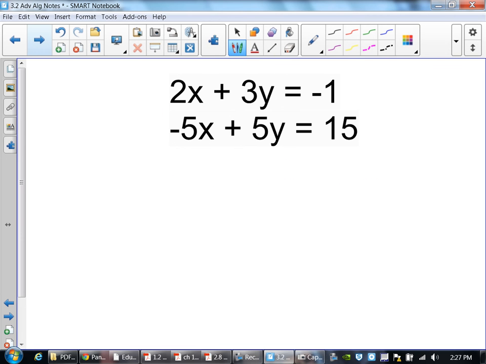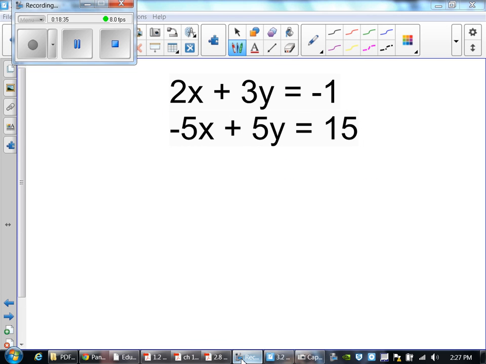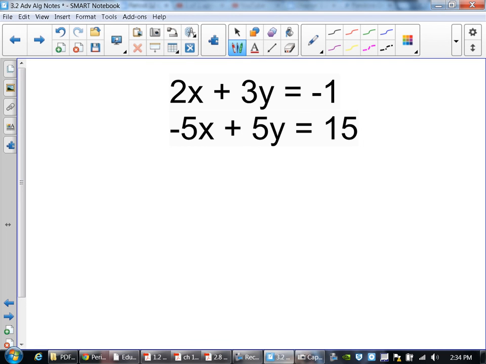You guys multiply the top by 5, the bottom one by 2. Okay. All right. Could I just do this and say negative x plus y is 3, so y is x plus 3, and just go and be done?